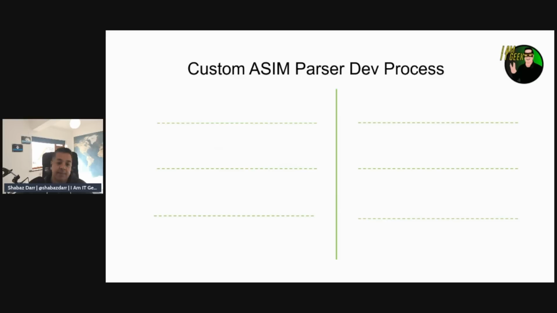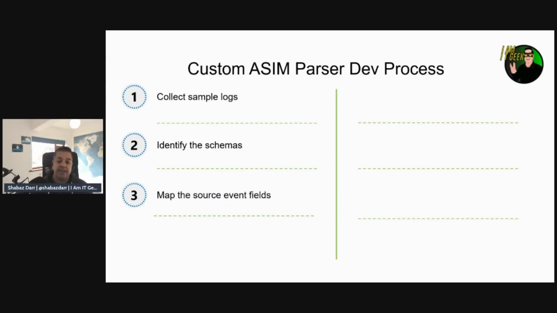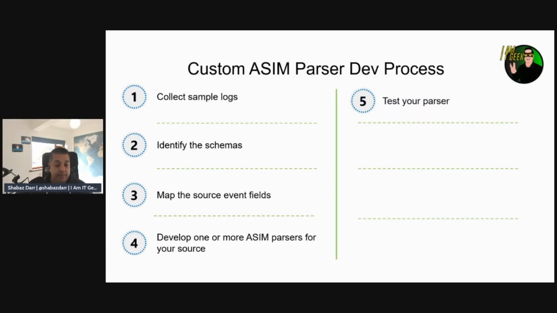If we talk about custom ASIM parsers, the development process: first step is to collect sample logs. You then identify the schema or schemas that the event sent from the source represent. You then need to map the source event fields to the identified schema or schemas. You then develop one or more ASIM parsers for your source, and you'll need to develop a filtering parser and a parameterless parser for each schema relevant to the source. You then test your parser. Then step 6 is to deploy the parser into your Microsoft Sentinel workspace.